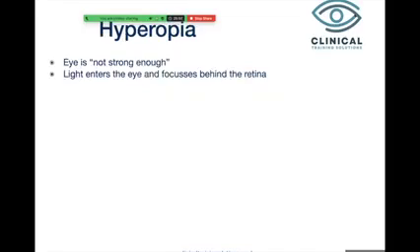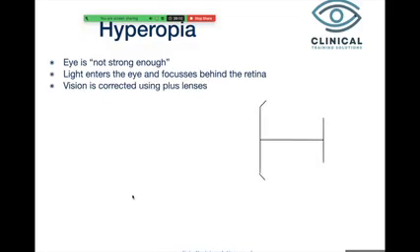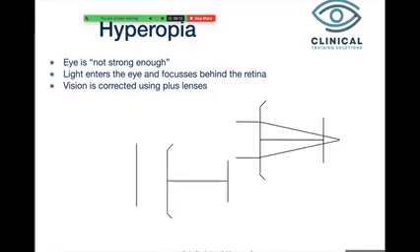And then hyperopes. So hyperopes, this is where the eye is not strong enough. So the light is going to focus behind the retina, and we need to give them a stronger lens. Okay, so normally this looks like an eye here where the focusing is going to be behind. And so to correct them, we give them a plus lens, and this will give them extra power, and then they will focus onto the retina. So that's going to look like these big, thick lenses.